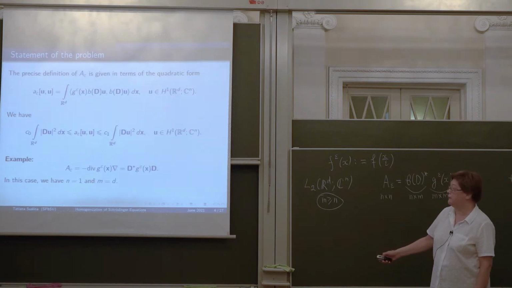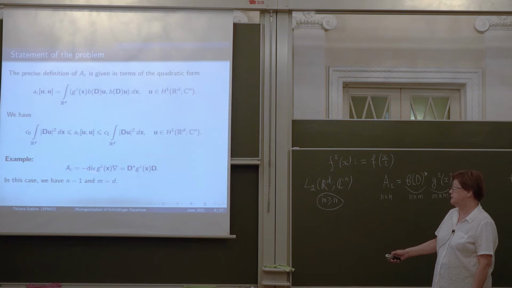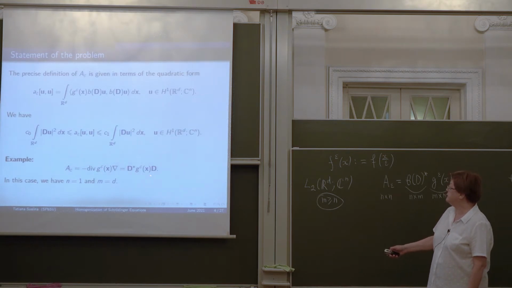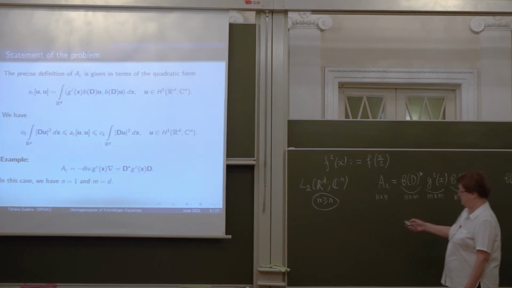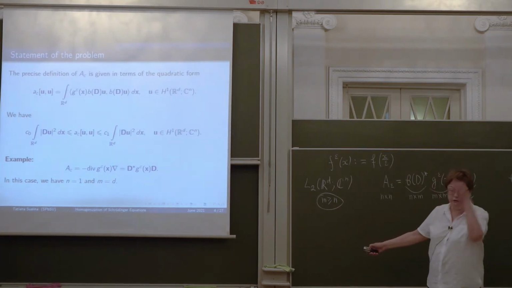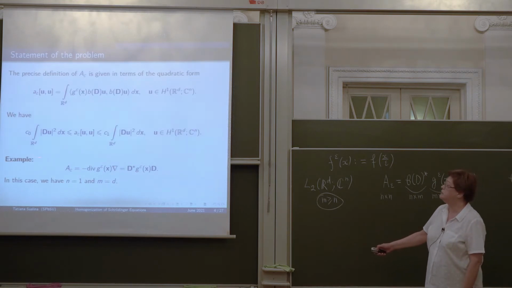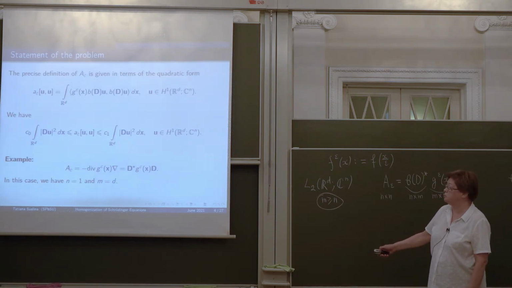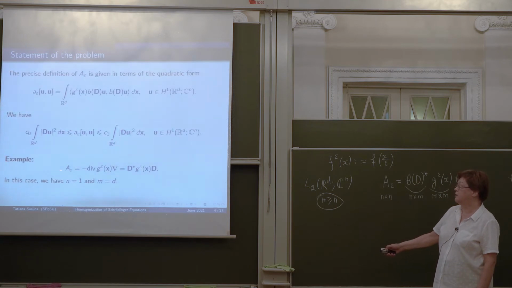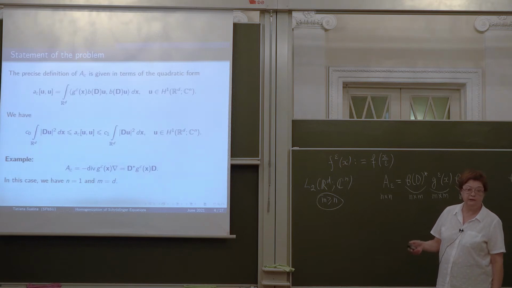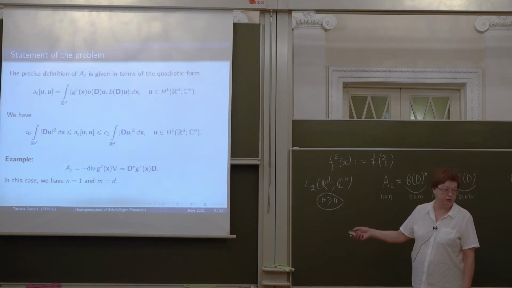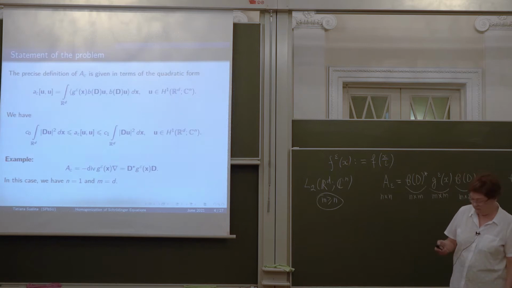The simplest example is the acoustics operator. It's a usual divergence type operator. In this case, B of D is simply D, so it is a column. And in this case, n equals 1. That is why we call it the scalar case. The operator acts on scalar functions. And m is equal to d. For example, the operator of elasticity also can be written in such form. So we have other examples.